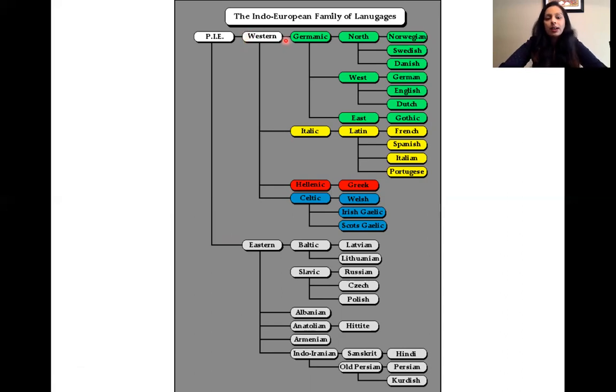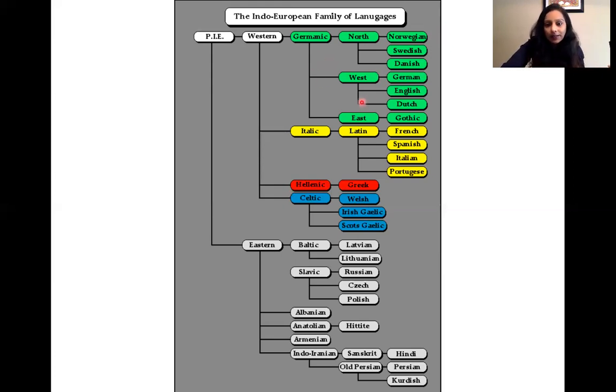Okay, so you have PIE in the Western branch that goes to Germanic, Italic, Hellenic, and Celtic. And under Germanic, you have the North and the West and the East. And it is in the Germanic Western branch that you find English, right here. So under Germanic, in the North, you have Norwegian, Swedish, and Danish, which are completely mutually intelligible with each other. So if you are a Norwegian person going to Sweden and you speak in Norwegian, they can understand you.